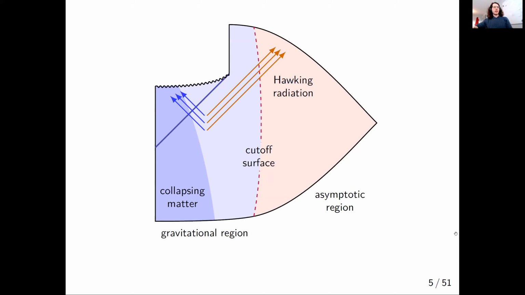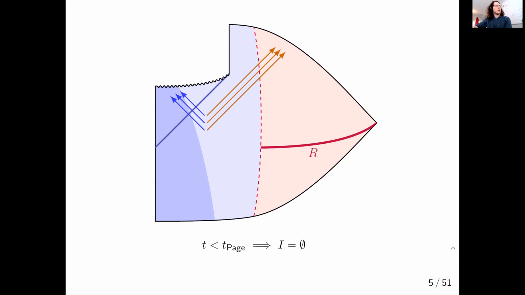And we use the island formula at a particular time by choosing a time slice of the asymptotic region. So here's one time slice we could pick, and this is an example before the Page time, and at that point the minimal island turns out to be empty. So the island formula then just reduces to the bulk entropy of the region R. And this is the formula Hawking used, so before the Page time the entropy will follow the Hawking curve.